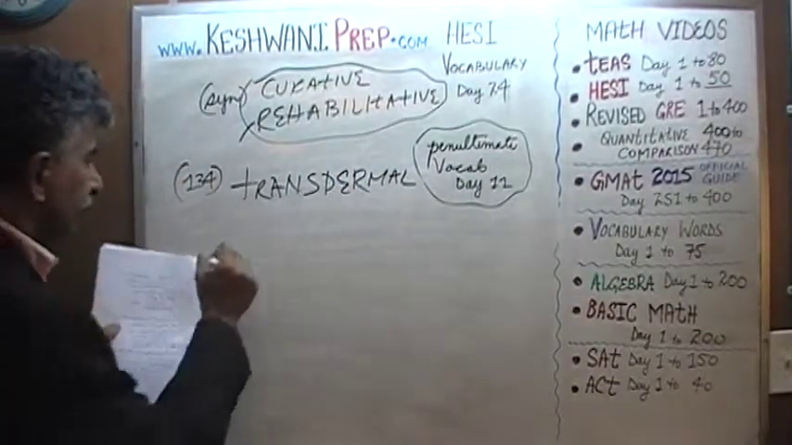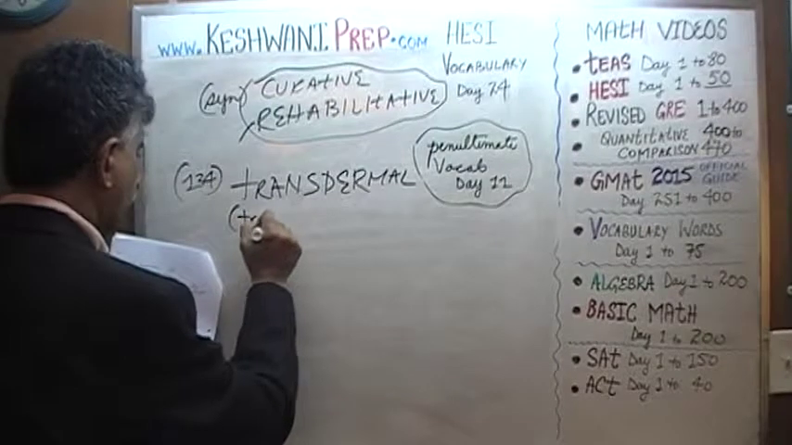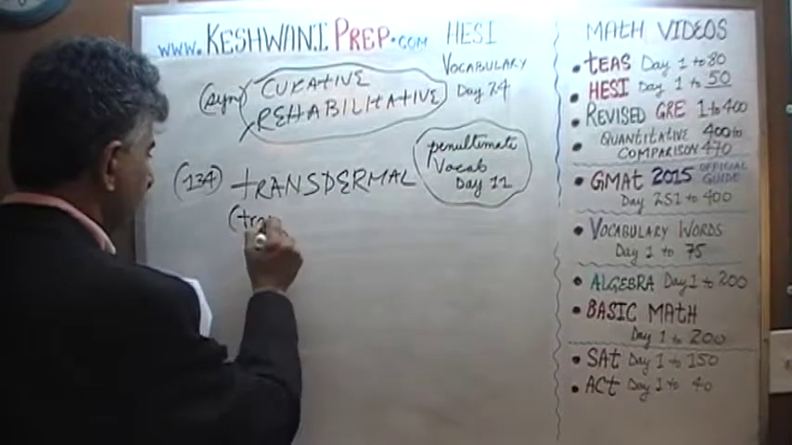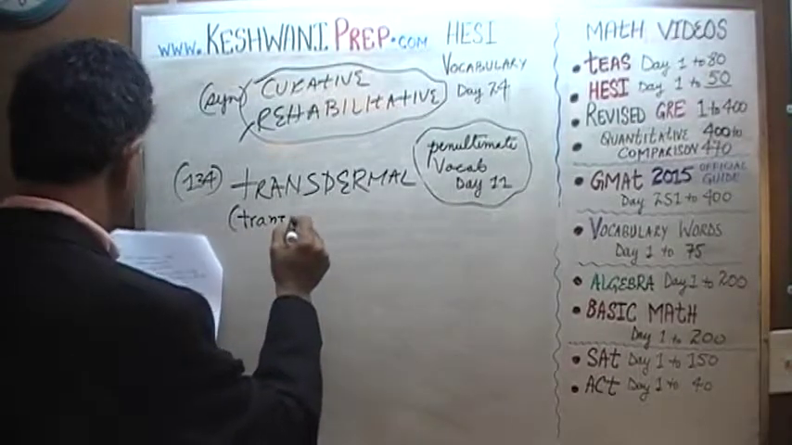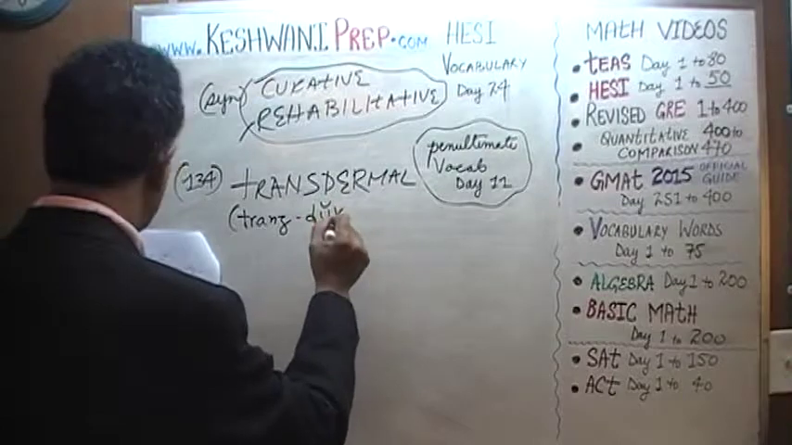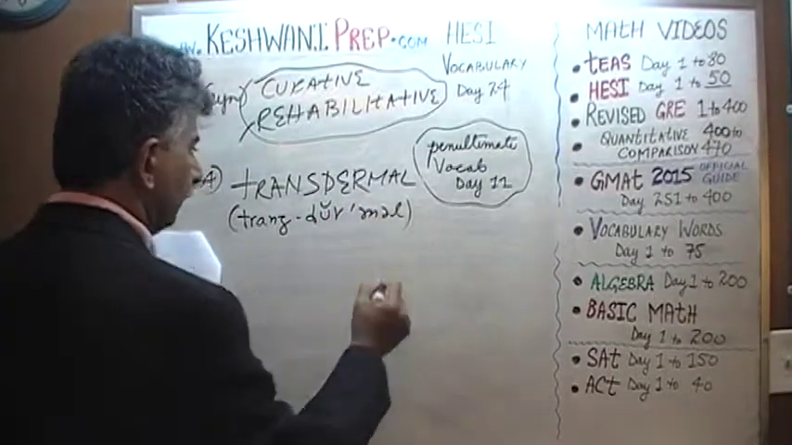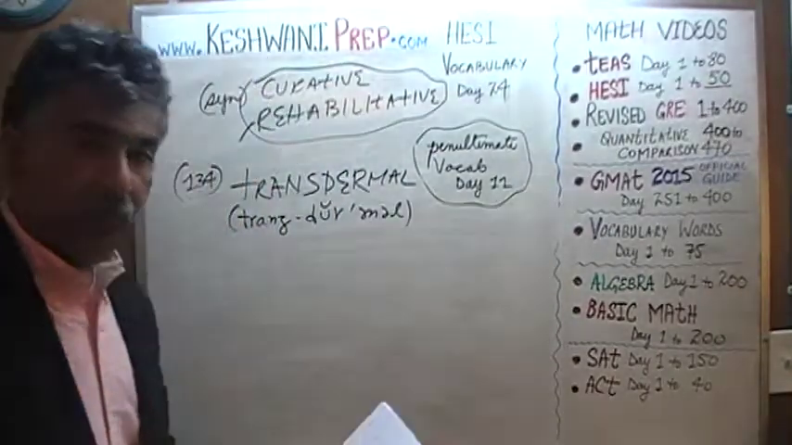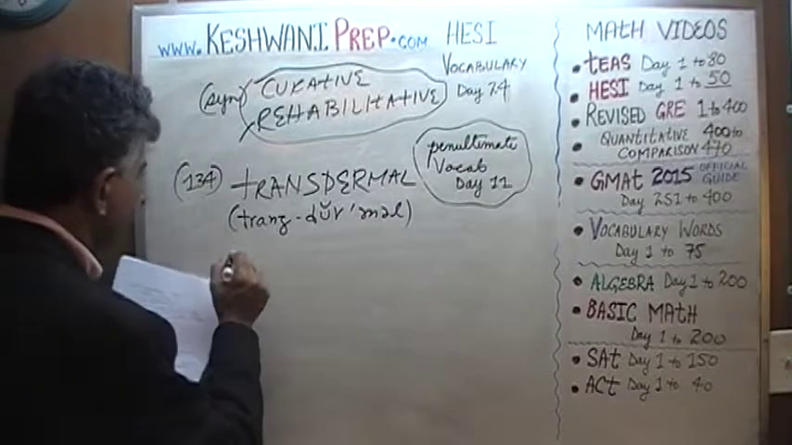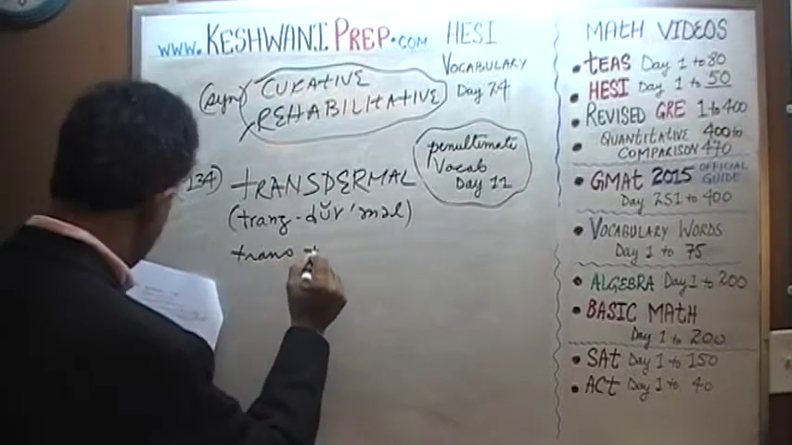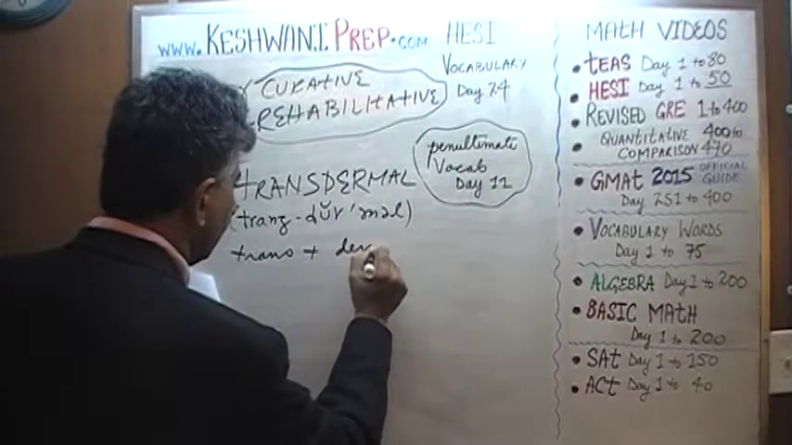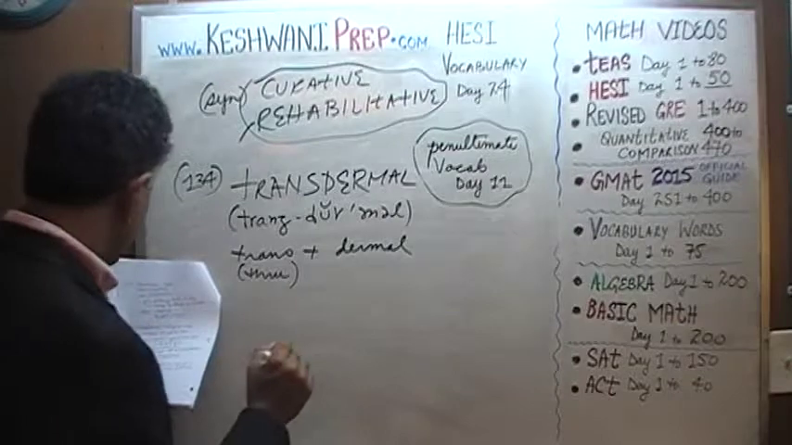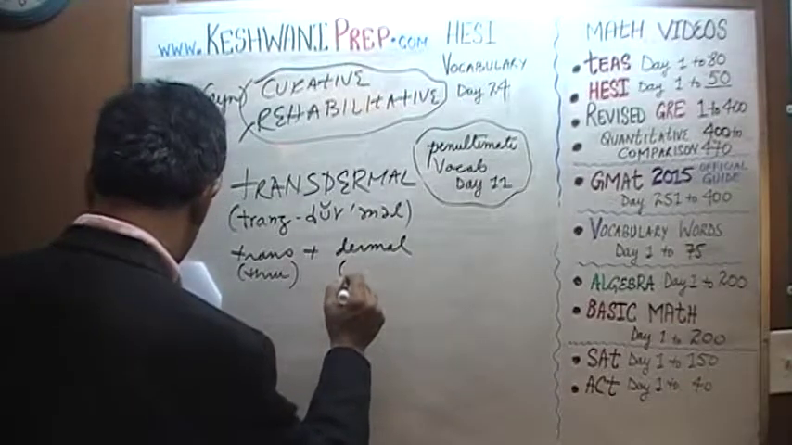Transdermal. Trans, with a Z sound in it, trans. Dermal. Let's dissect this first before we worry about the spelling. Before we worry about the meaning, let's dissect the word. Trans and dermal. Trans means through, of course, to go through. And dermal means skin.